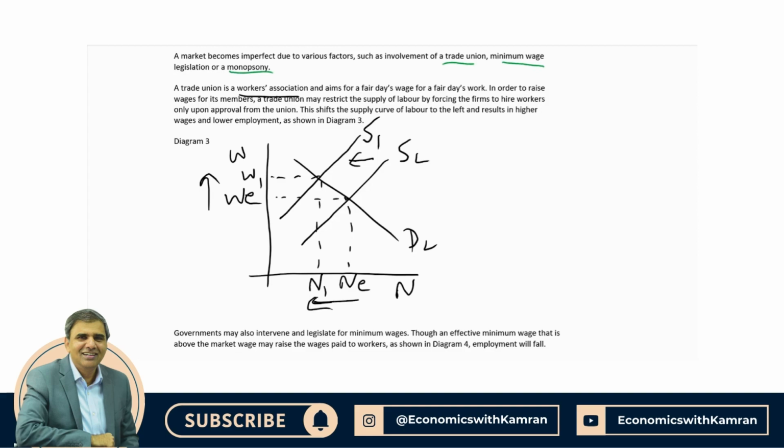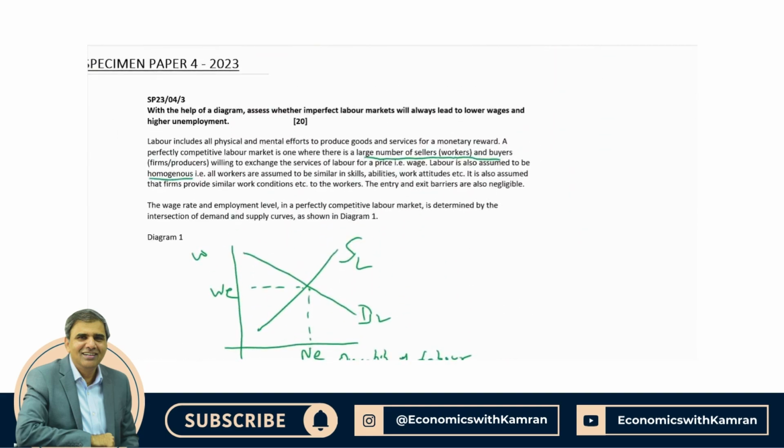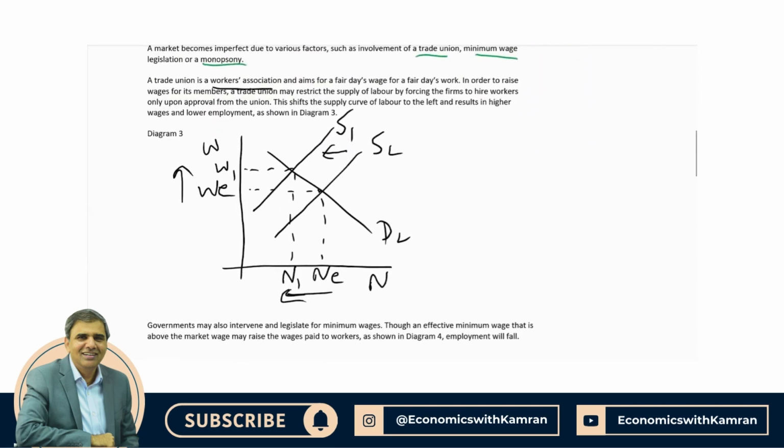So if we look at the question we are doing, the question says whether imperfect labor market will always lead to lower wages and higher unemployment. So we say yes. When a trade union comes, they restrict the supply, the curve shifts to S1, wages rise and unemployment rises. So yes is the answer for this question for this moment.